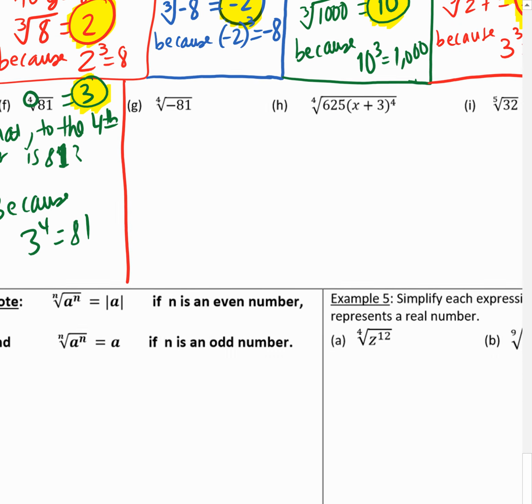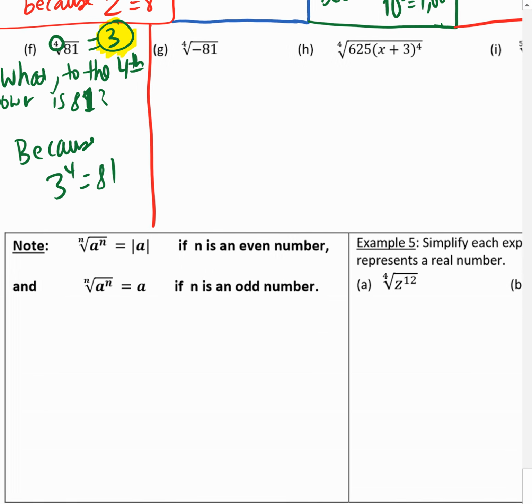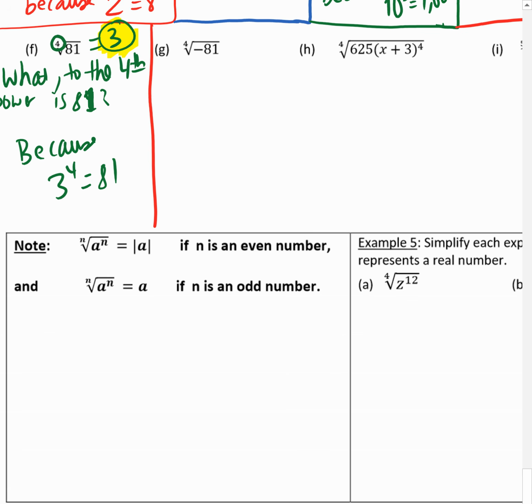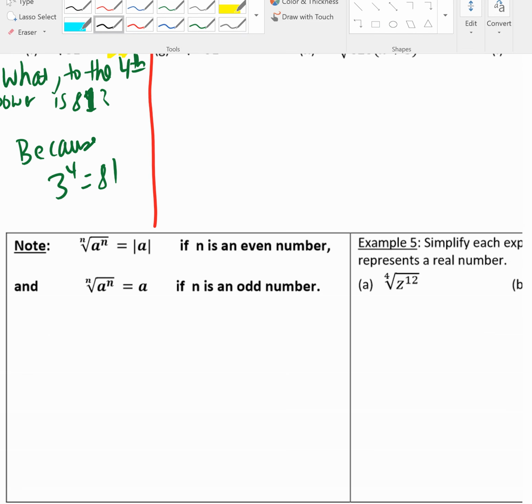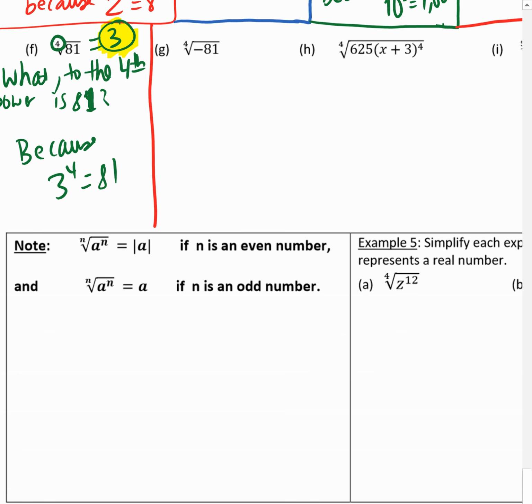This kind of looks like part A, or part F, right? The fourth root of 81, we have a negative, so I would probably guess maybe that it's negative 3? Like maybe the same answer, but negative 3? So I'm going to say question mark. Let's see if that's true. If I raise that to the fourth power to check, do I get what was inside, negative 81? I don't think so, right?